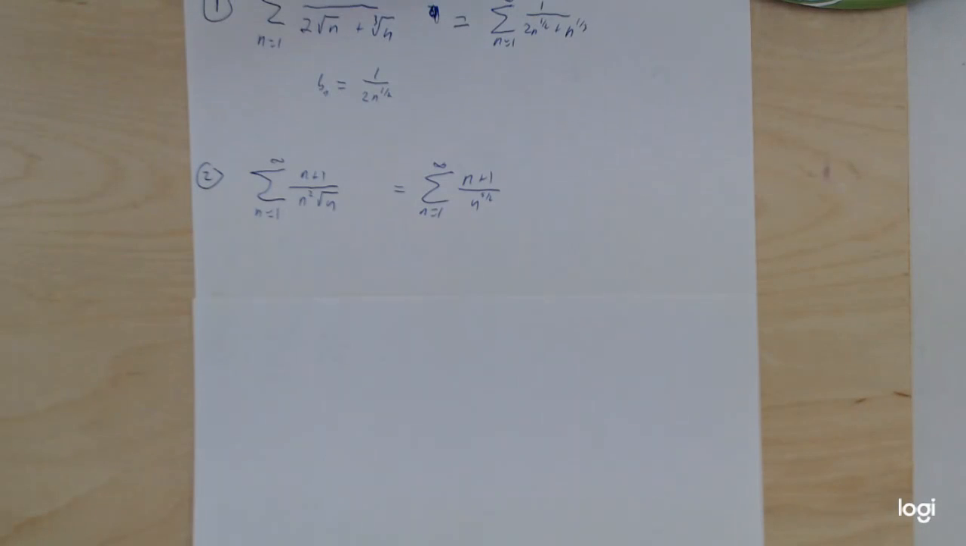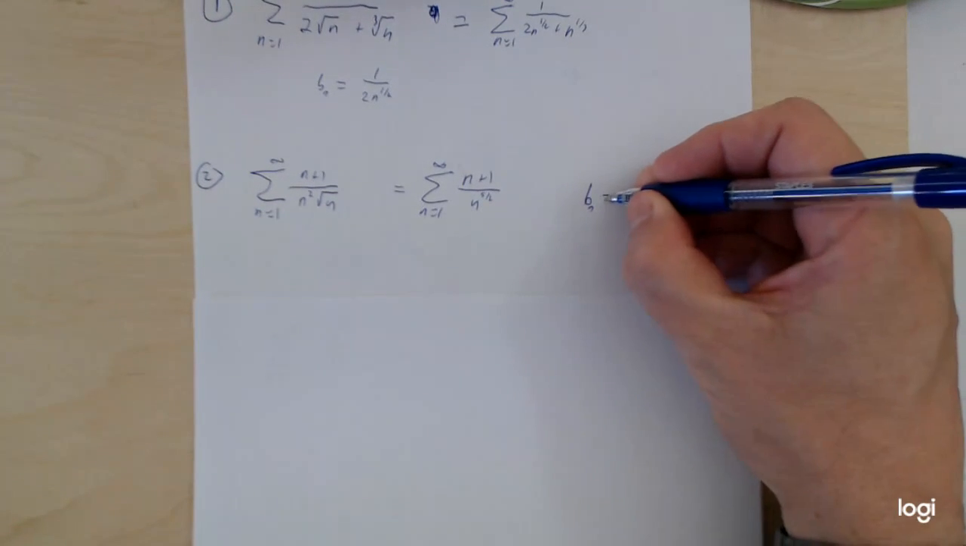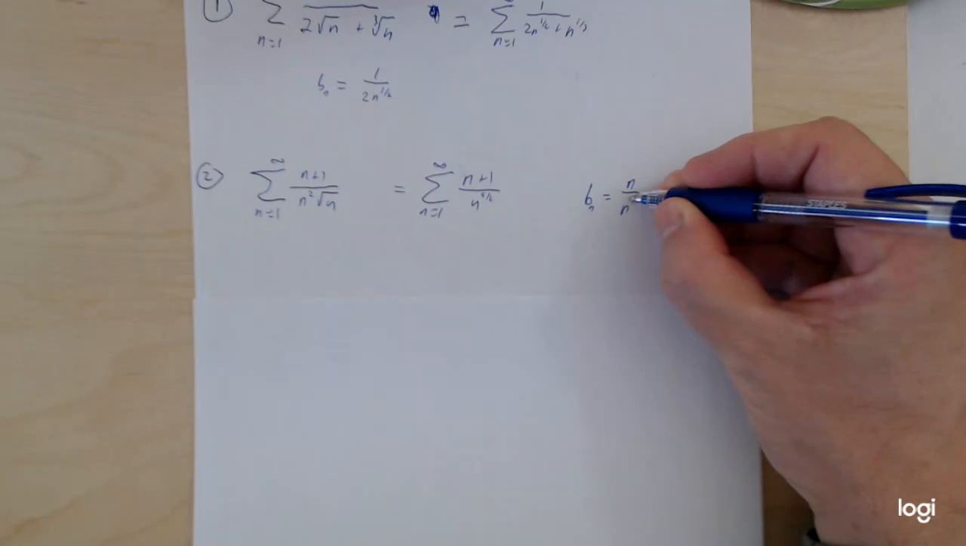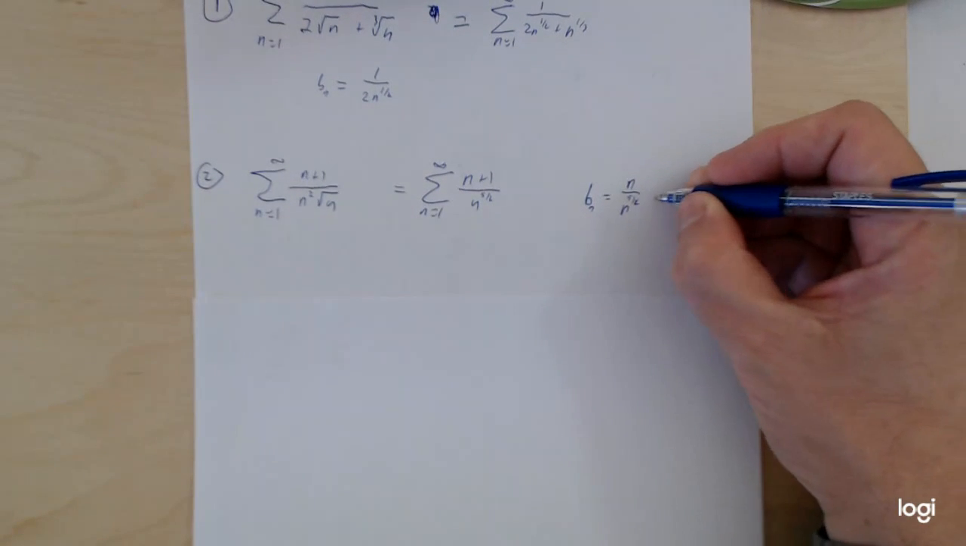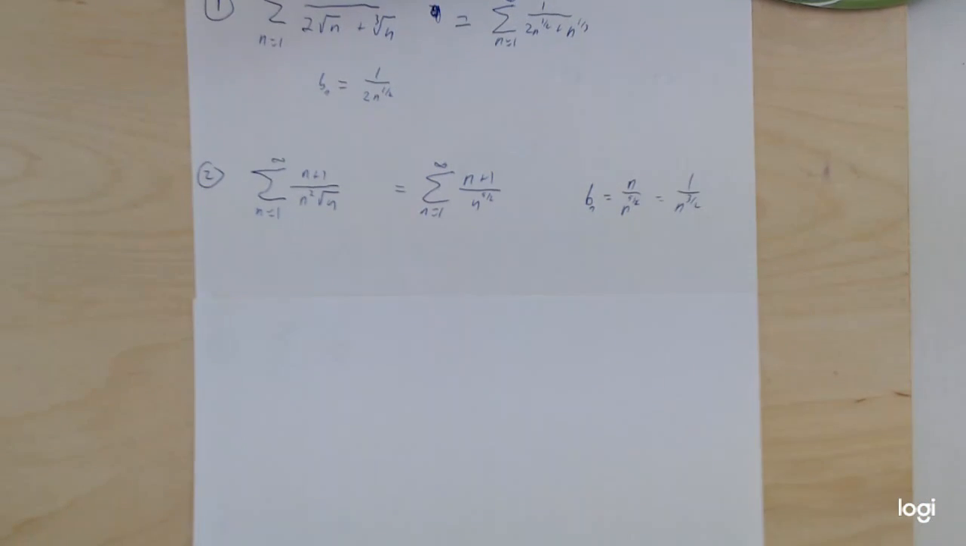So again, I look at the ratio of my leading terms, my biggest terms. Well, the n is the dominant term in the numerator, and the n to the 5/2 is the dominant term in the denominator. So I'm going to take my b sub n to be n over n to the 5/2, which is 1 over n to the 3/2. Okay, so hopefully that makes sense. Again, that's going to be my comparison function. Now I'm going to probably use the limit comparison test. Let's go to the next one.